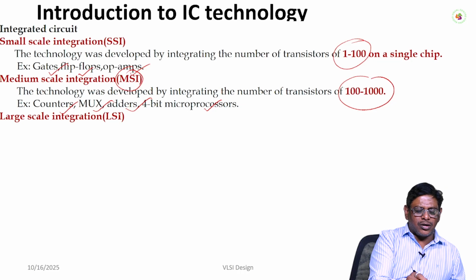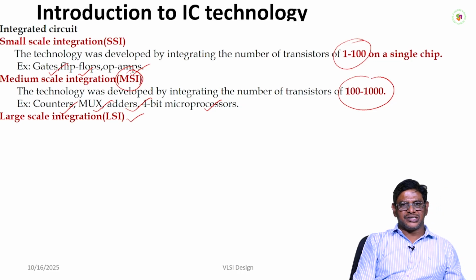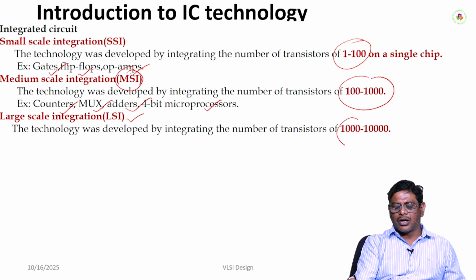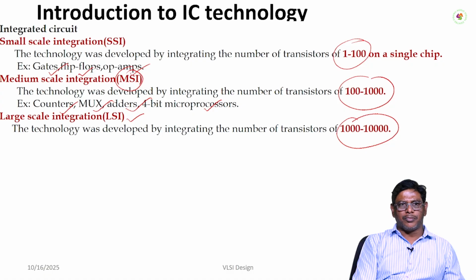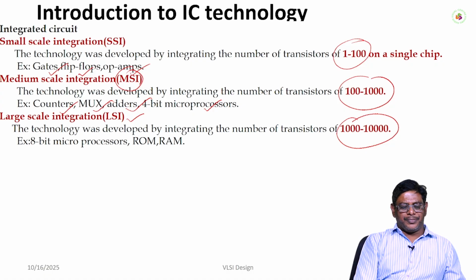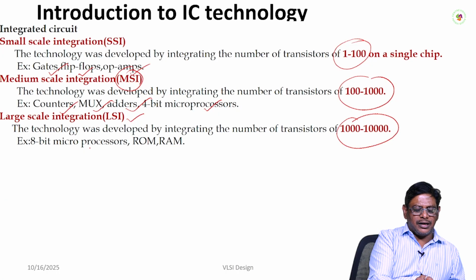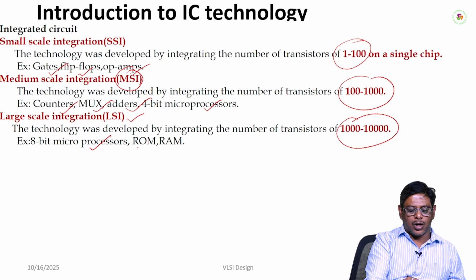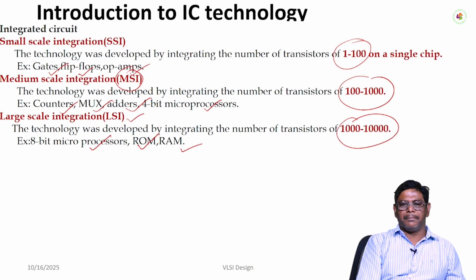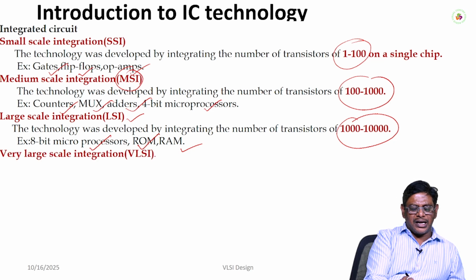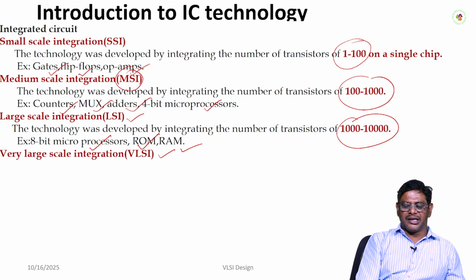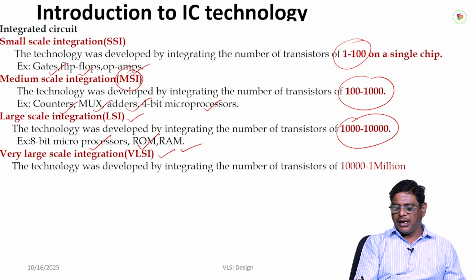The other technology is large scale integration, which consists of 1000 to 10,000 components kept on a silicon wafer. Examples are 8-bit microprocessor, ROM and RAM, random access memory. And coming to VLSI technology, very large scale integrated circuits, it has a number of components which starts from 10,000 to 1 million.